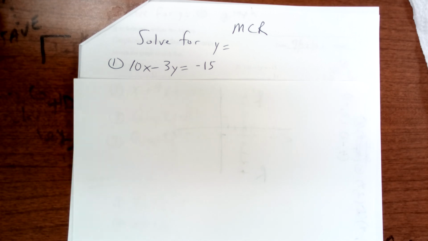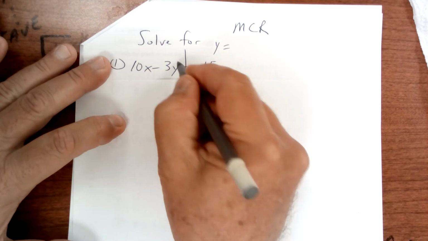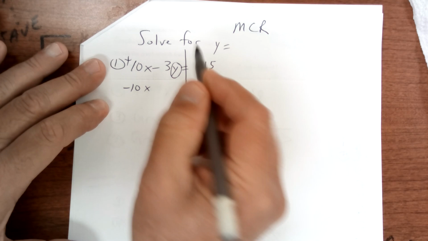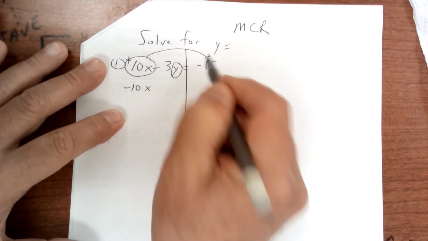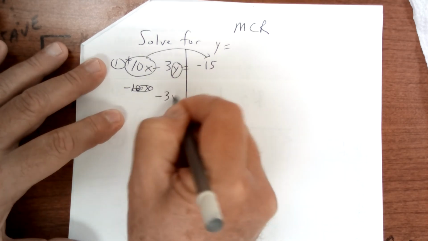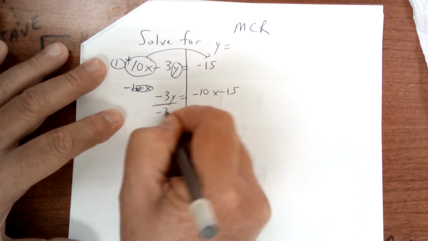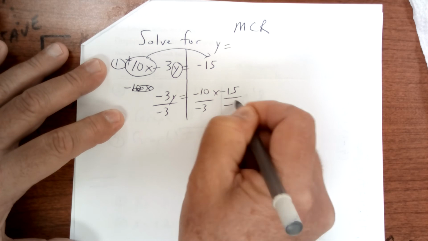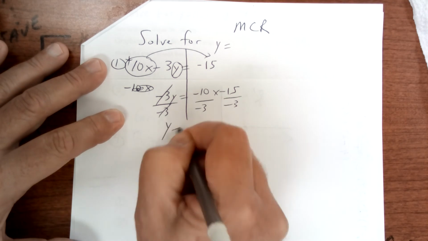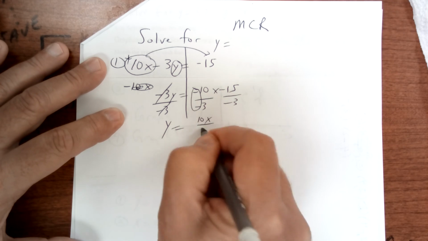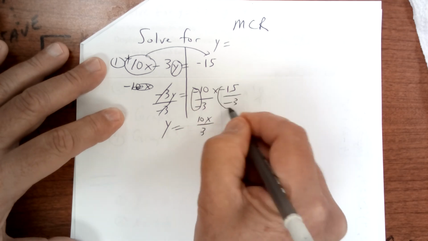So draw your line, circle the y. This is a plus, so I'm going to do a minus 10x. So basically I'm going to just take this and throw it over here, okay? So I'm going to get negative 3y equals negative 10x minus 15. Then I'm going to divide by negative 3. And when I divide by negative 3, I get y equals a positive, because I have two negatives. So that's 10x over 3. This is a plus, and that's a plus 5.